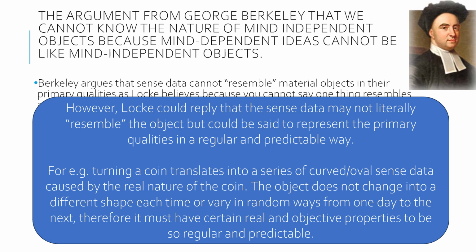If we want to defend Locke here, though, he could reply that sense data may not literally resemble the object, but could be said to represent the primary qualities in a regular and predictable way. For example, turning a coin in my hand might translate into a series of curved or oval sense data caused by the real nature of the coin. The object does not change into a different shape each time or vary in random ways from one day to the next. Therefore, it must have certain real and objective properties to be so regular and predictable.